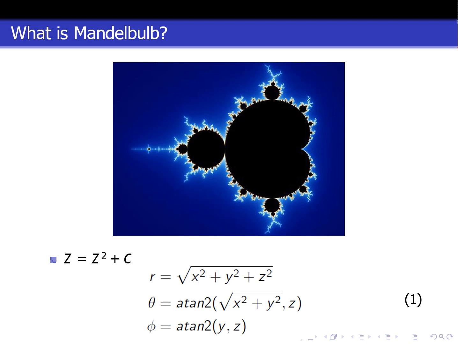Mandelbulb is the three-dimensional version of the Mandelbrot fractal, which was first constructed by Daniel White and Paul using spherical coordinates in 2009. For the three-dimensional fractal, its coordinates are given by these three equations.